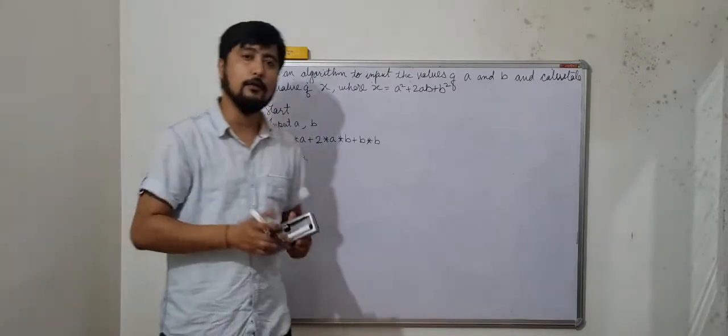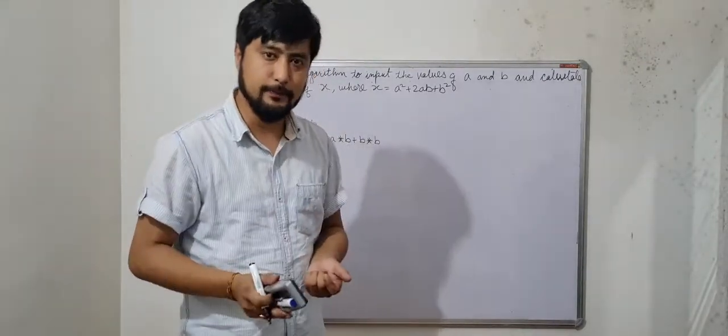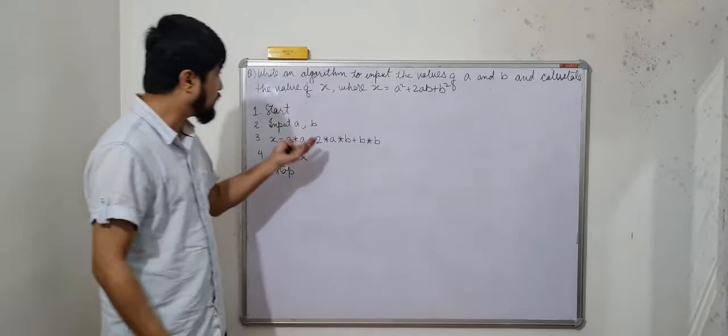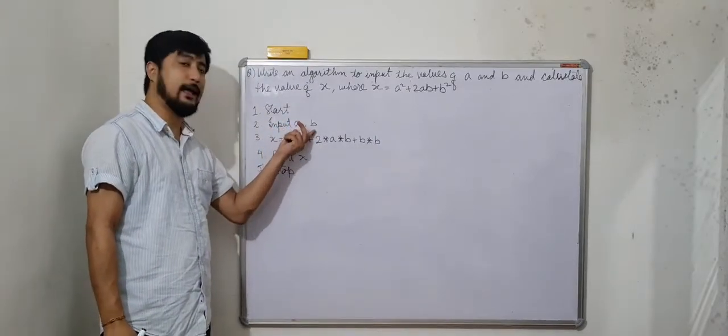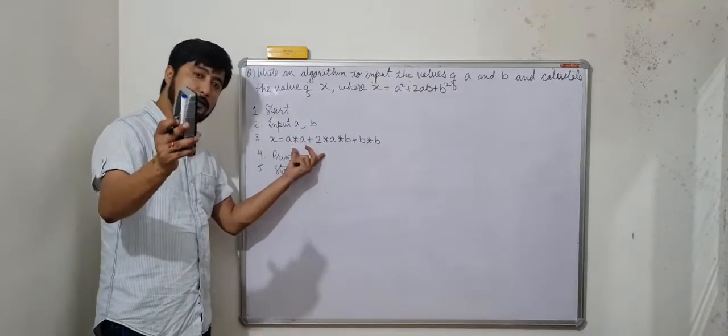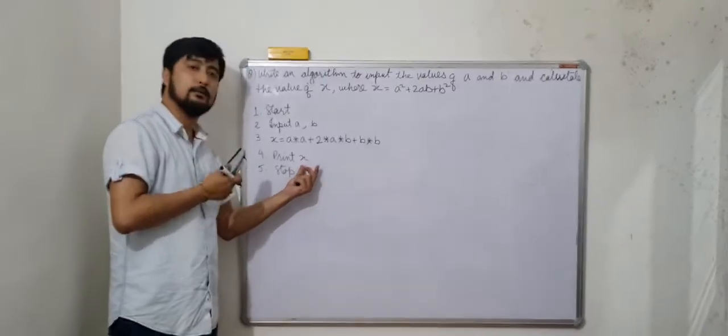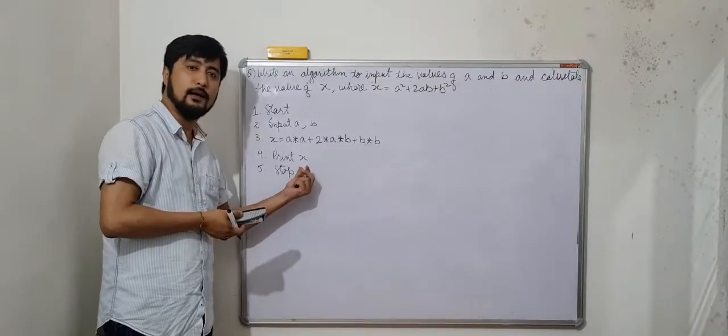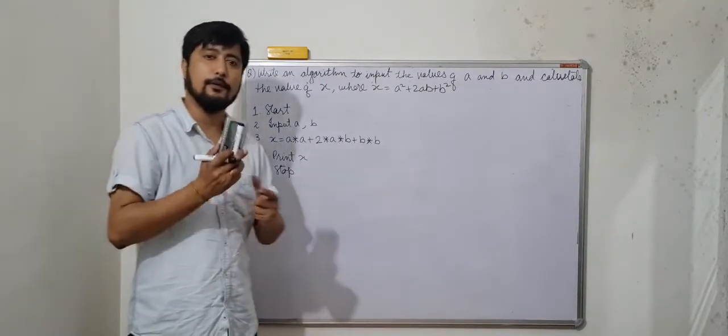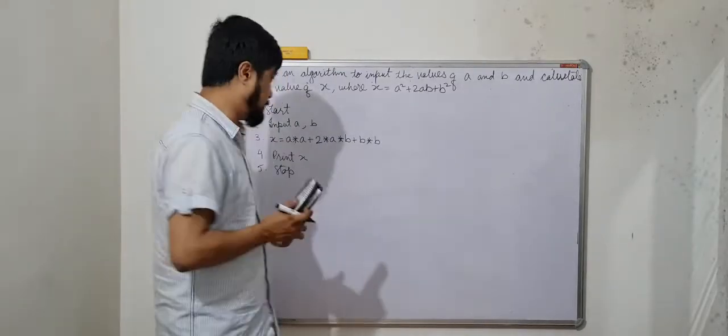So this is how we write an algorithm. First we have taken the input for a and b, then the calculation part, and then we are displaying the value of x.